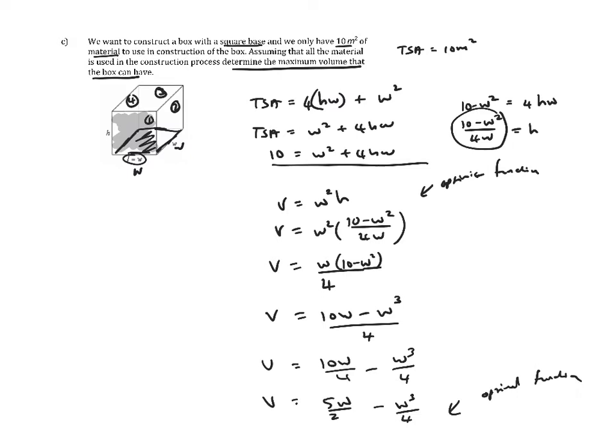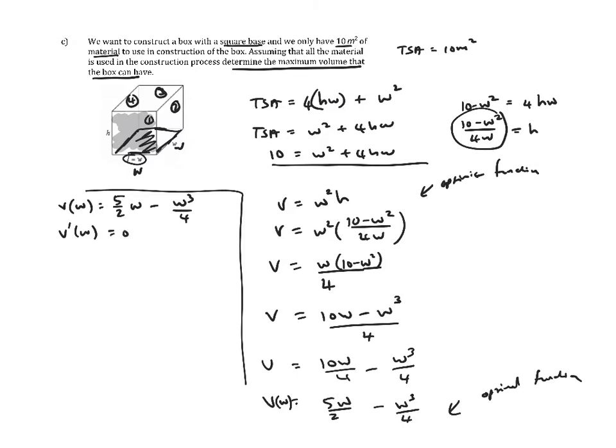So the optimized function is V(W) equal to 5 over 2W minus W cubed over 4. Then we're just going to find the derivative of V(W), set it equal to 0, and solve for W. So the derivative of V(W) is equal to 5 over 2 minus, oh no, what am I doing there? Sorry, that is 3W squared over 4, and that is equal to 0.